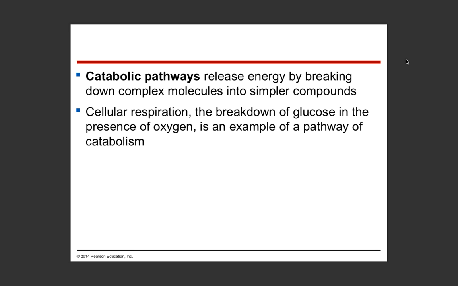For catabolic, I like to think cats have claws to tear things apart. So catabolic reactions are going to tear things apart. Here we have catabolic pathways that release energy by breaking down complex molecules into simpler compounds. We could also say this as taking a polymer, many pieces, and breaking it down to monomers, one piece, something big, and breaking it down. Cellular respiration is a great example of this because you take glucose and, in the presence of oxygen, break it down to eventually help us create ATP through the final stages of the electron transport chain when we're doing cellular respiration.